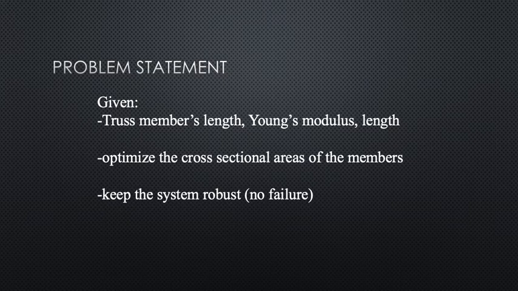So the problem statement is basically, given the structure, the Young's modulus regarding the characteristic of the member's material, and the length of each member, we are trying to optimize the cross-sectional area of each member. They are not going to be the same because the stress condition for each member in this structure will be different. And we want to keep this system robust so it won't fail.